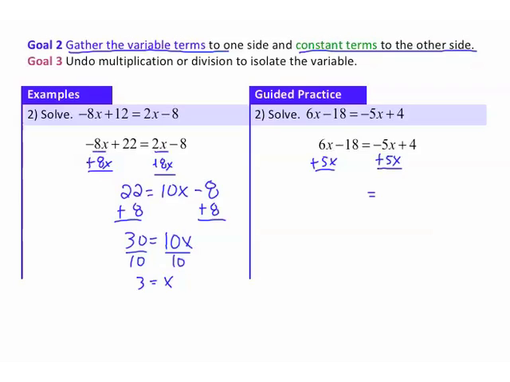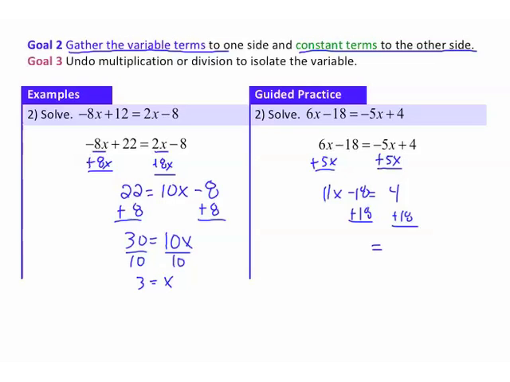Let's take a look and see what we have. On the right side, we're going to have just 4. On the left side, we're going to have 11x minus 18. So now I've gotten all the variable terms over to the left side. I need to get those constants now to the right. That means I need to get rid of that -18 on this left side. So I'm going to add 18 here and add 18 on the other side.